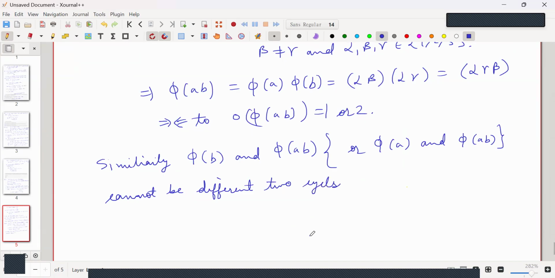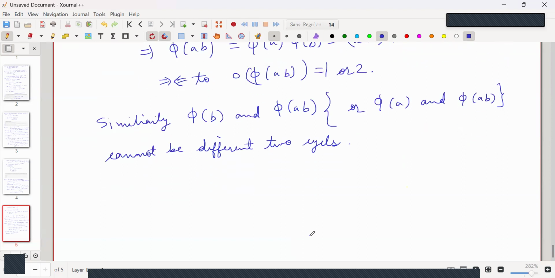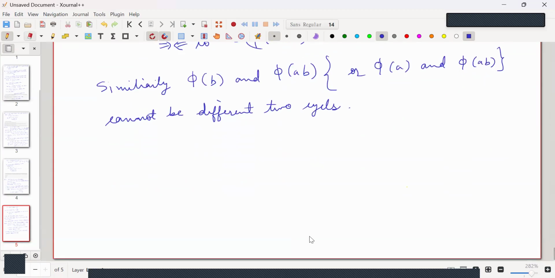The same argument will work because AB times B is A, because B is of order 2, and A times AB is B, right? So you can get the other element using these two. So they cannot map to different 2 cycles. I have written it wrong. So this completes the first case.